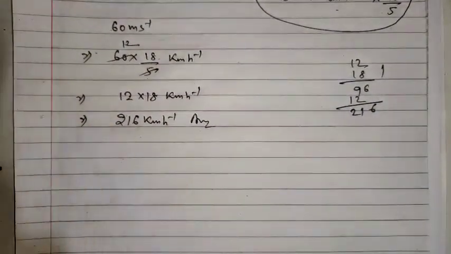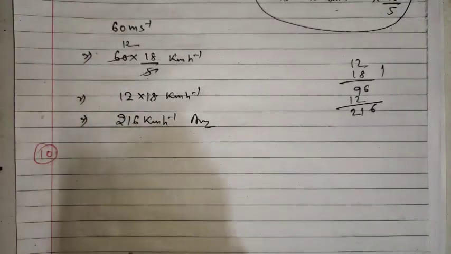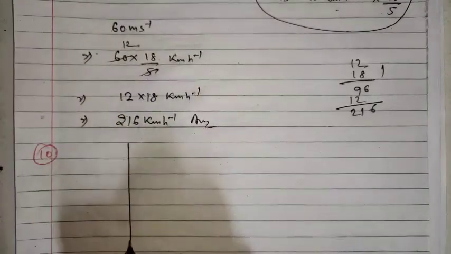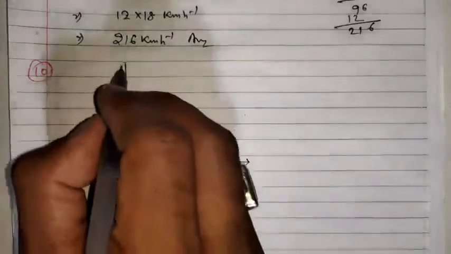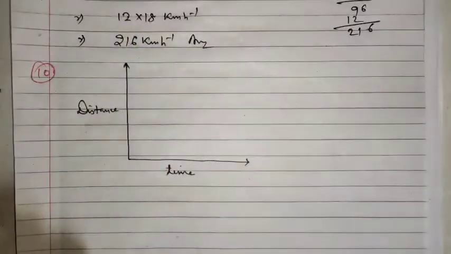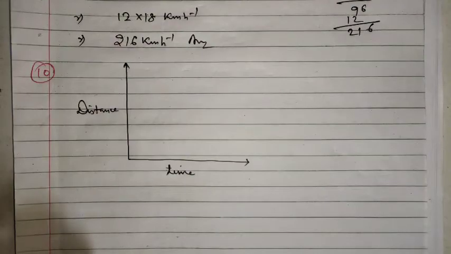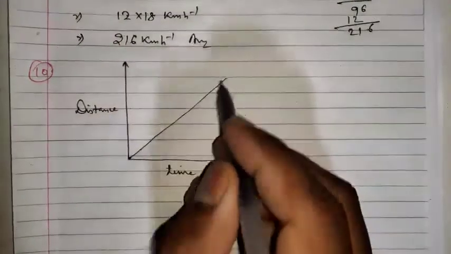Next, question number 10. Question number 10 is saying, in a distance time graph. We all know that a distance time graph is like this. In a distance time graph, time is represented on the x-axis and distance is represented on the y-axis. Now two questions are given. What type of motion does a straight line represent? A straight line. This one is a straight line.